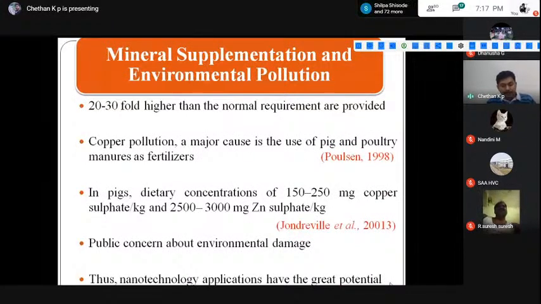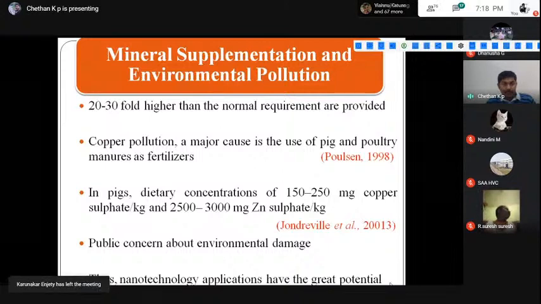So earlier, to have a better production, especially with regard to pigs and poultry, people were supplying 20 to 30 fold higher than the normal requirements. Because if you see the energy and protein, they are required in larger quantity, and if you want to increase the energy or protein quantity, then they have to pay more price. But for minerals, that too the trace minerals, though they are required in very small quantity, if you increase 20 times or 30 times, the price increase in the feed will be lesser. So they were getting better benefits by increasing 20 to 30 folds.